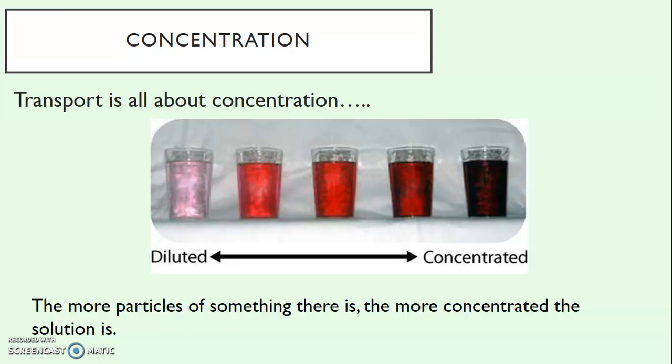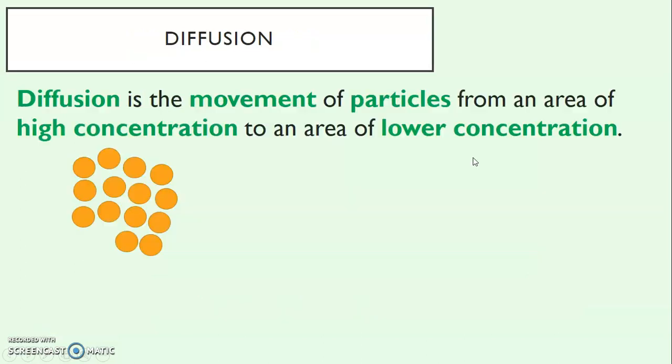Now, when we're talking about any of these transports, we need to think about concentration. So transport is all about concentration. And when something's diluted, there's not very many particles. So, for example, this is diluted squash. There's lots and lots of water particles, but not very many squash particles. And as we increase the amount of squash particles we've got, the solution becomes more concentrated. So that's diluted and that's concentrated.